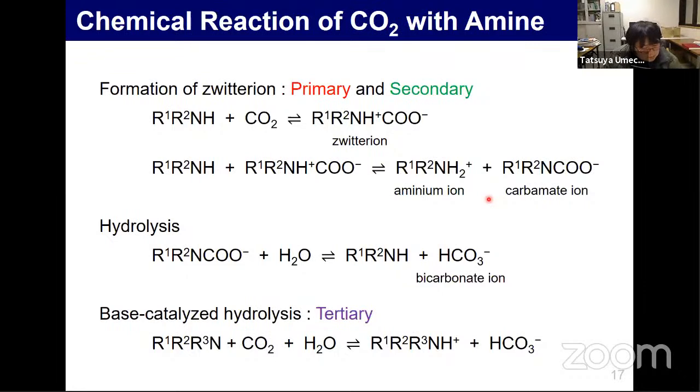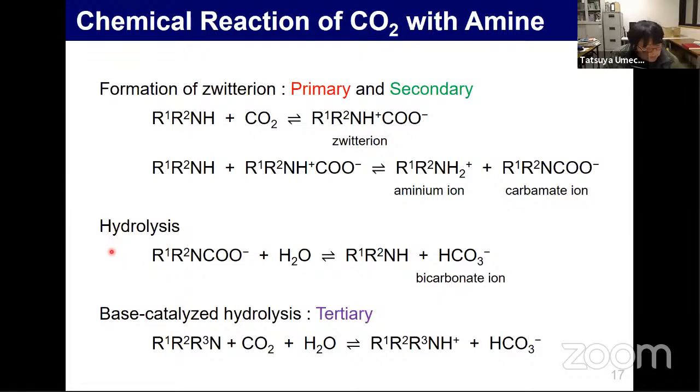The mechanism of the Zwitterion formation is that the carbon atom of carbon dioxide is bonded to the unshared electron pair of the nitrogen atom of the alkanolamine. Next, the unshared electron pair of the nitrogen atom of the unreacted alkanolamine abstracts proton H+ from the Zwitterion. As a result, the aminium cation and the carbamate anion are formed.